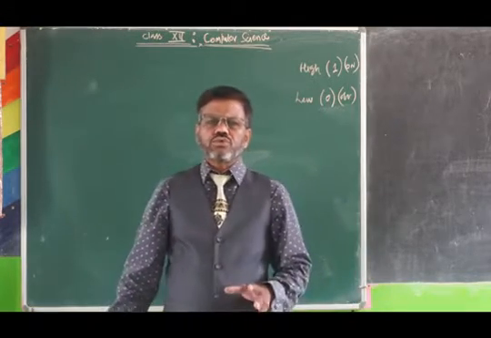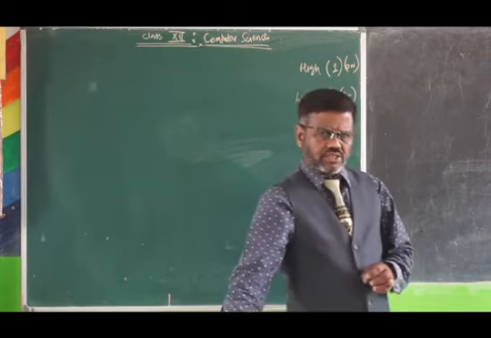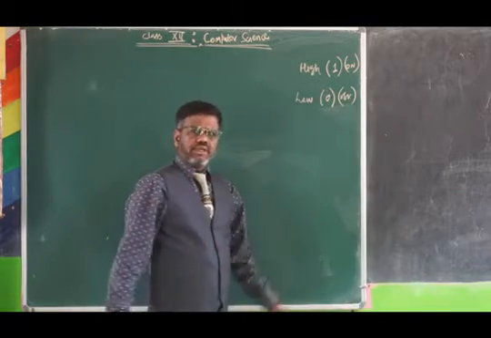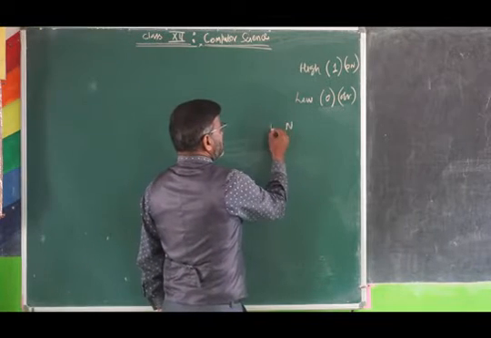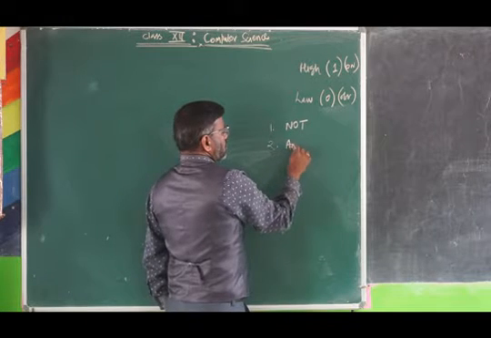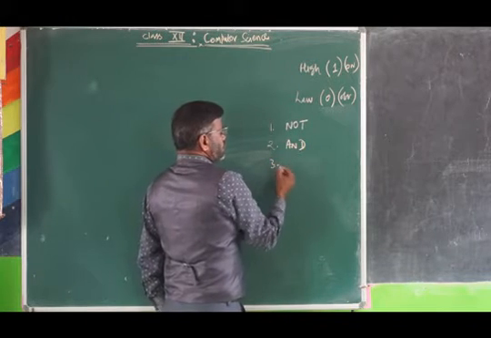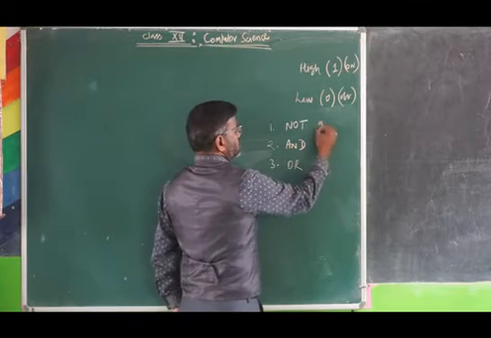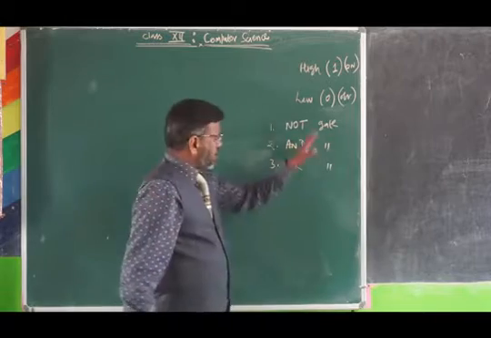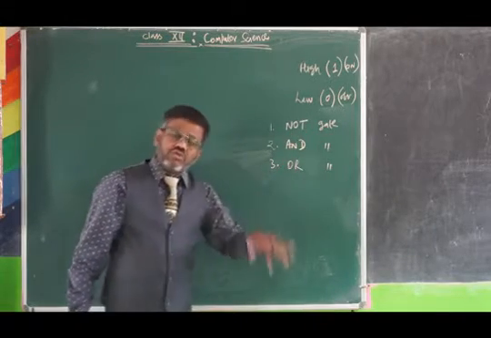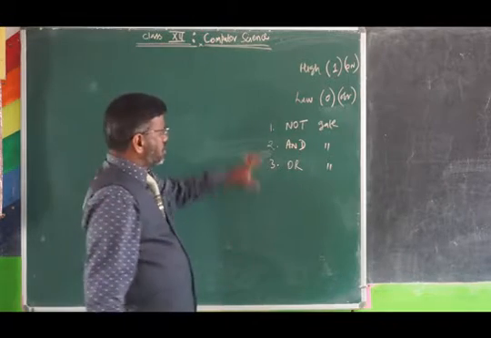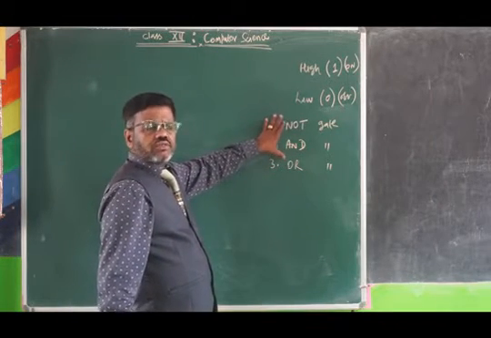Now today I am going to introduce logic gates. There are primary gates and secondary gates. What are the primary gates? The first gate is the NOT gate, the second is the AND gate, and the third is the OR gate. With the help of these three gates, we can generate four more gates, known as secondary gates. These three gates are called primary gates.